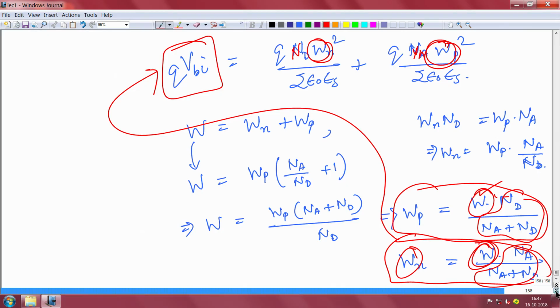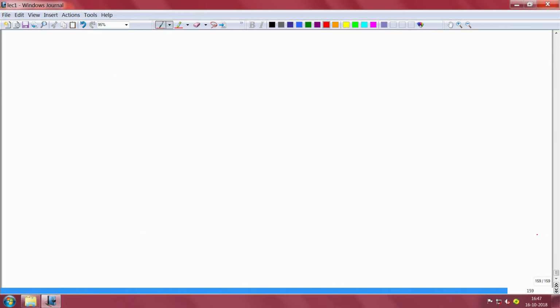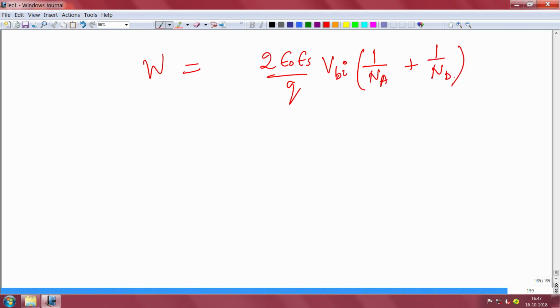If you simplify it out, this is basically mathematical simplification, you will get an expression for W, and that will look like the square root of 2 epsilon naught epsilon s by q times Vbi times (1 by Na plus 1 by Nd), and this is in nanometer or centimeter, whatever. So this is your total depletion width, which you get from simplifying the above expression.